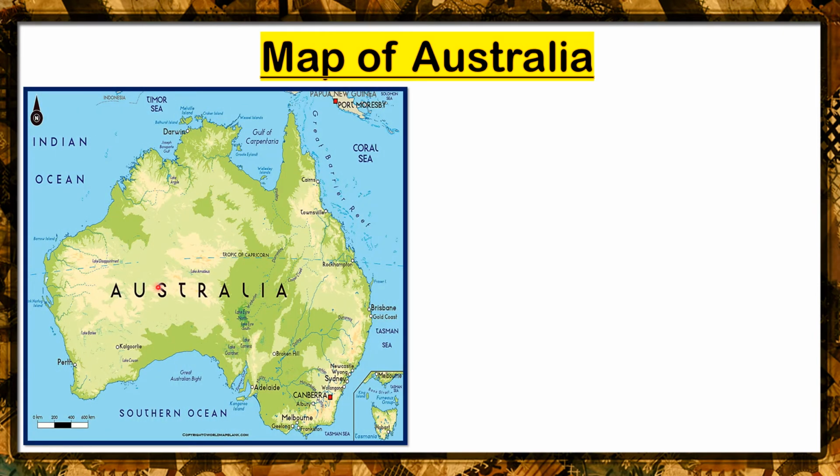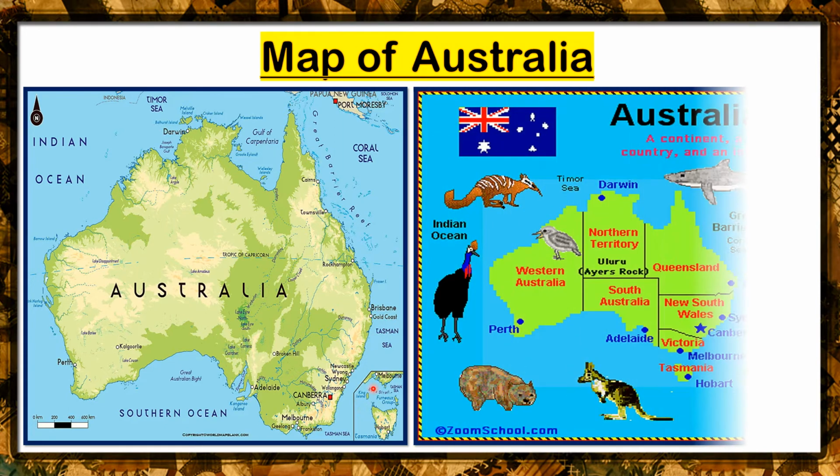Plus, this is the map of Australia. So you can see here that Australia is surrounded with different bodies of water like Indian Ocean, Southern Ocean, Coral Sea, and Timor Sea. You can see here the Great Barrier Reef, which is home to 1,500 different species of animals. We can see here the capital city of Australia is Canberra.